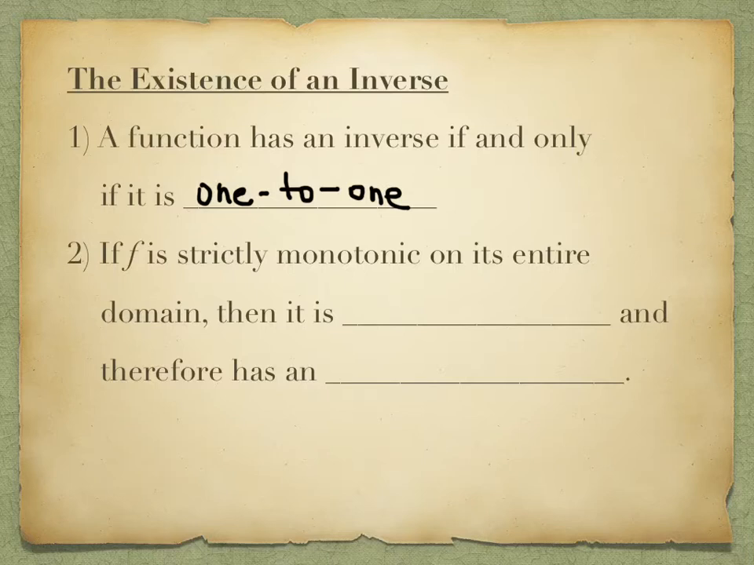And the second thing that we're going to talk about is if f is strictly monotonic on its entire domain, that means it's strictly increasing or strictly decreasing, then it is one-to-one. Can you imagine if you have a graph that's always going uphill, are you always able to draw these horizontal lines? Yes. So it is going to be monotonic, it's going to be one-to-one, and therefore it has an inverse function.